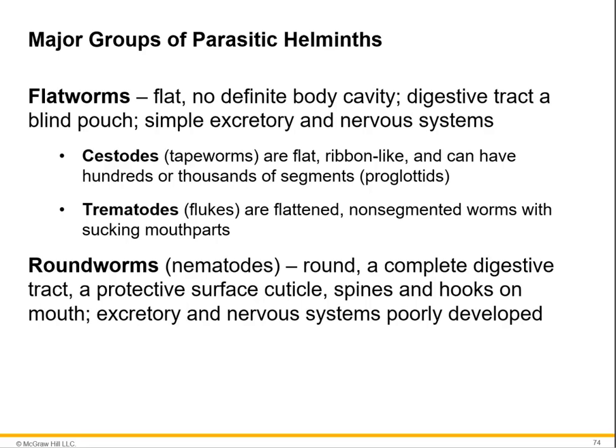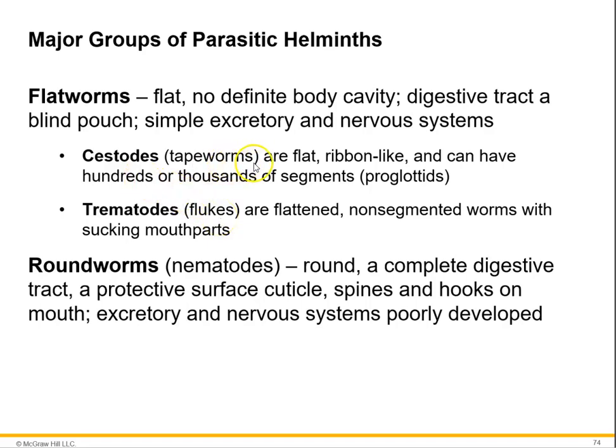Okay, so let's talk about the major groups of helminths. You've got the flatworms and you've got the roundworms. And the flatworms are so named because they are flat. They don't have a definite body cavity. They're kind of rudimentary as far as their organ systems go. However, they have a very well developed reproductive system. You're going to have cestodes or tapeworms and trematodes or flukes.